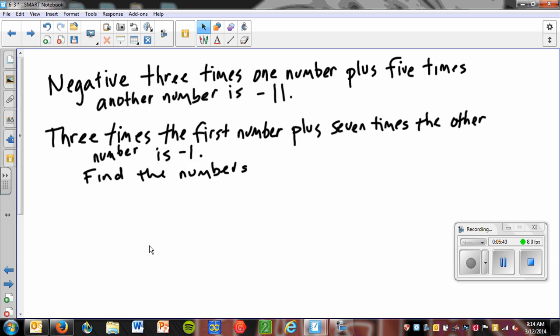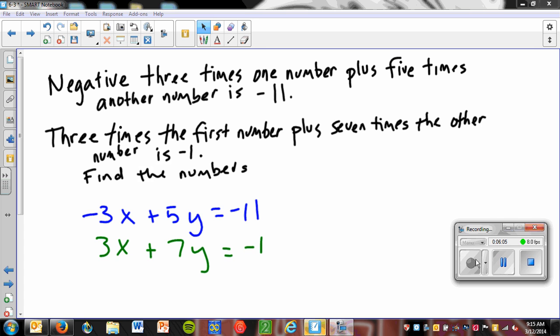Here's a word problem, and we had some of these on our test. Negative 3 times one number plus 5 times another number is negative 11. 3 times the first number plus 7 times the other number is negative 1. So we need to take these and turn them into equations. So let me do that real quick. I put the top one in blue and the bottom one in green.